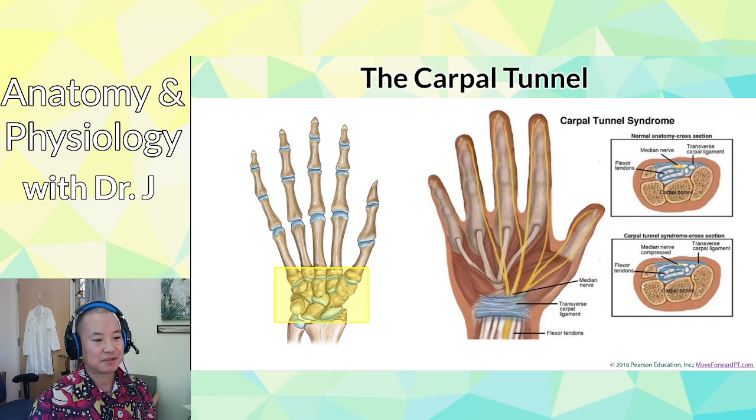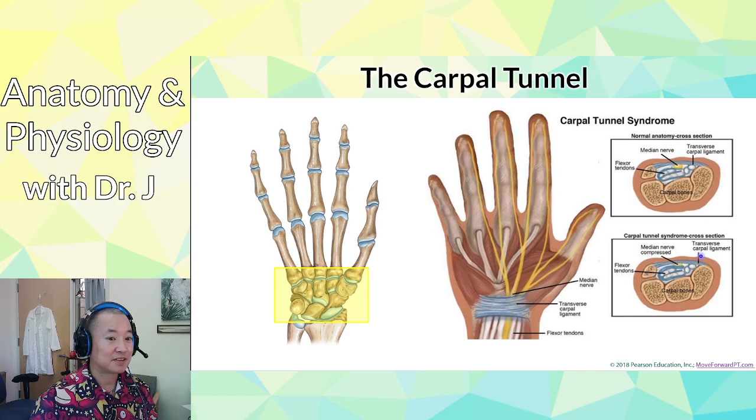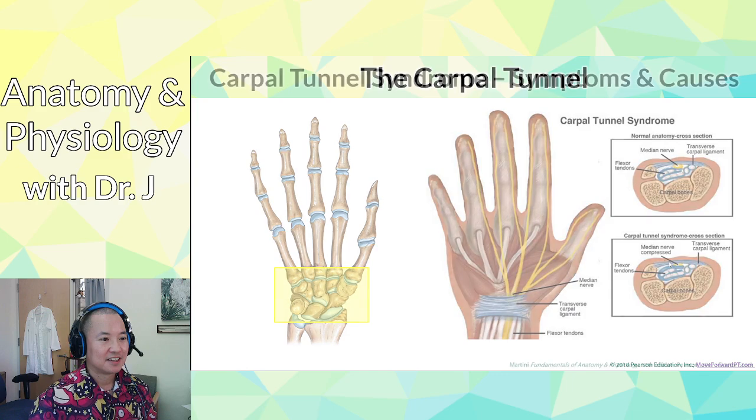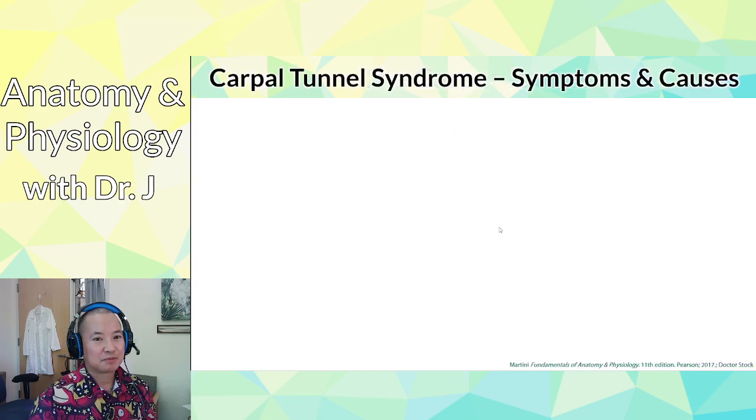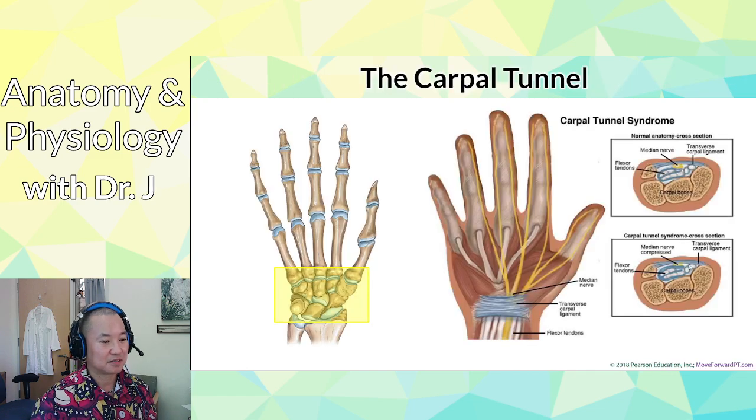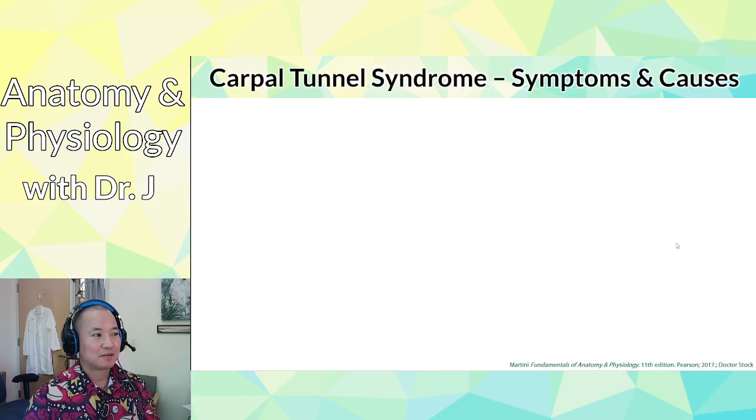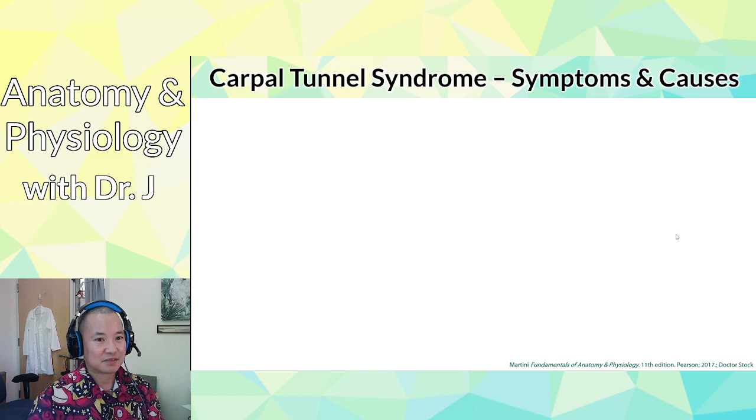Either way, what we have is hard stuff here and a dense band of collagen tissue over here. This structure itself is called the carpal tunnel, and the median nerve runs through it. There are other tendons as well, so notice that the median nerve doesn't have much room, and that's key to understanding this. Now, what is a sign of carpal tunnel syndrome?